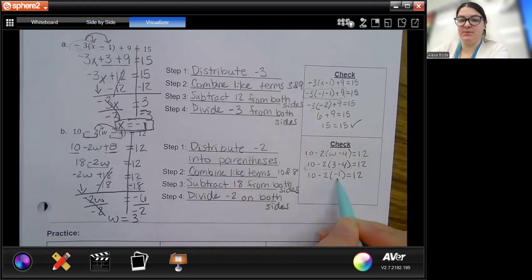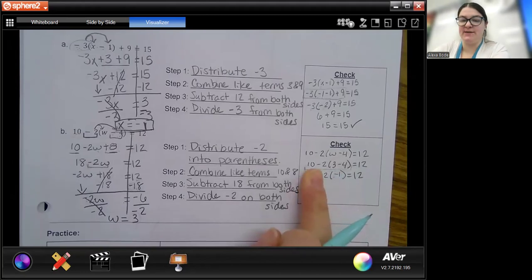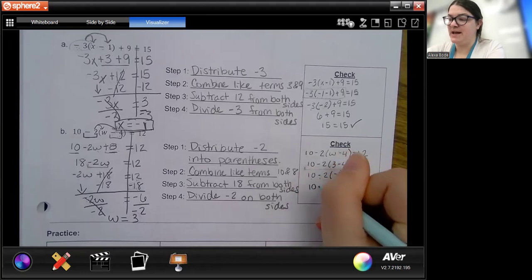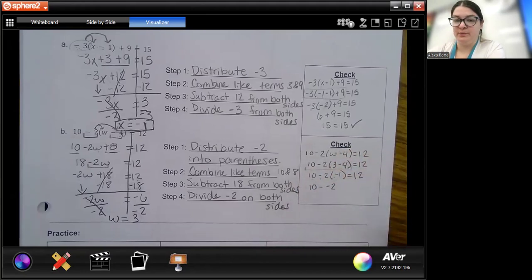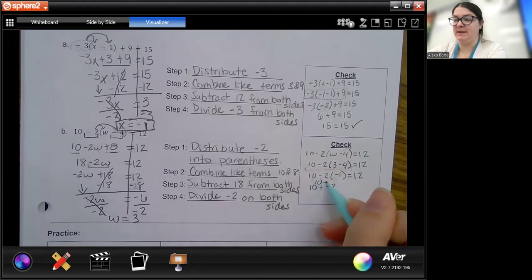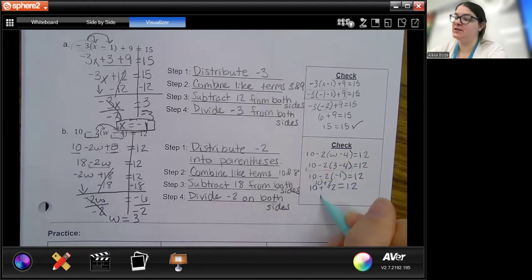Now we want to multiply. So we can do this 2 different ways. You can do -2 times -1, which would change this to a 10 plus 2. Or if you just ignore the subtraction sign for a second, 2 times -1 is -2, and that would then be 10 minus -2, which subtracting a negative number becomes plus a positive. So either way, you're going to get 10 plus 2 equals 12. And 10 plus 2 is 12, so 12 equals 12 is correct.